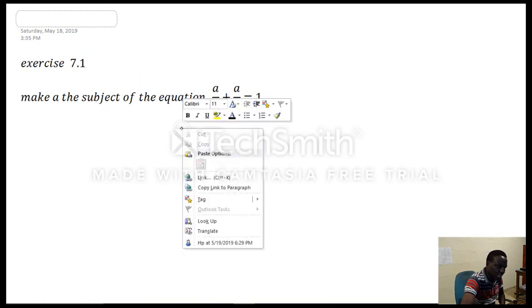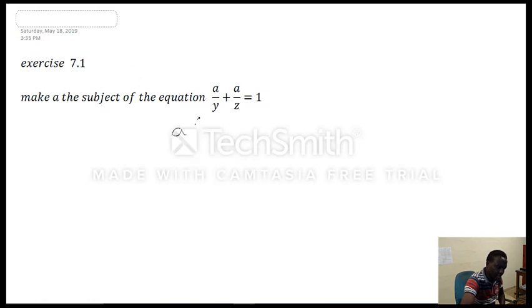So if you factorize out A, you have A into bracket 1 over Y minus 1 over Z is equal to 1. Now, we can easily multiply or divide both sides by what we have in this bracket. But in order for us to make it easier for you, what you will do is to first of all simplify this fraction. And how do we simplify this fraction? By looking for the LCM of Y and Z. And the LCM of Y and Z is YZ.